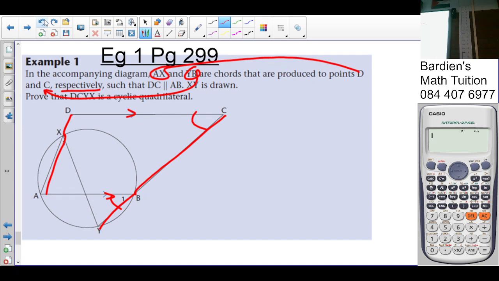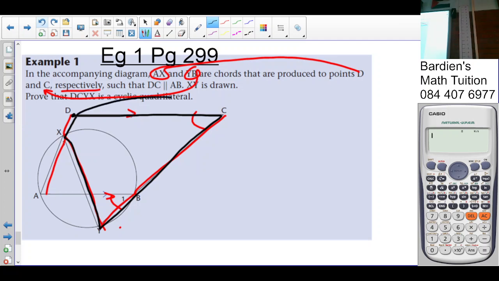XY is drawn, which is this line. You are required to prove that D, C, Y, X is a cyclic quad. What does cyclic quad mean? The circle can be drawn through D, C, Y, X. In other words, a circle can be drawn through.